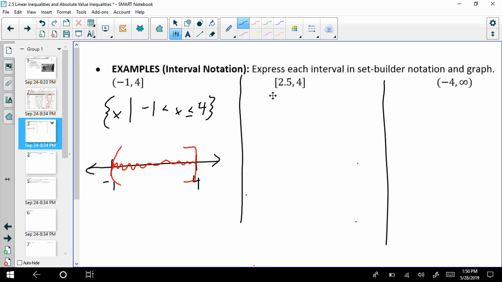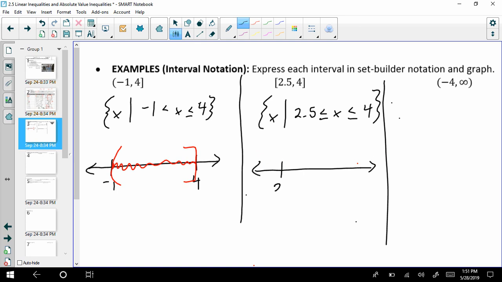Okay, next one. Set builder notation, all x's such that I want to be between 2.5 and 4. Do I want equal to bars on anything? You should say both. I can include both this time. So my graph, 2.5 and 4. I'd want a bracket, bracket. Everything in between is an answer.